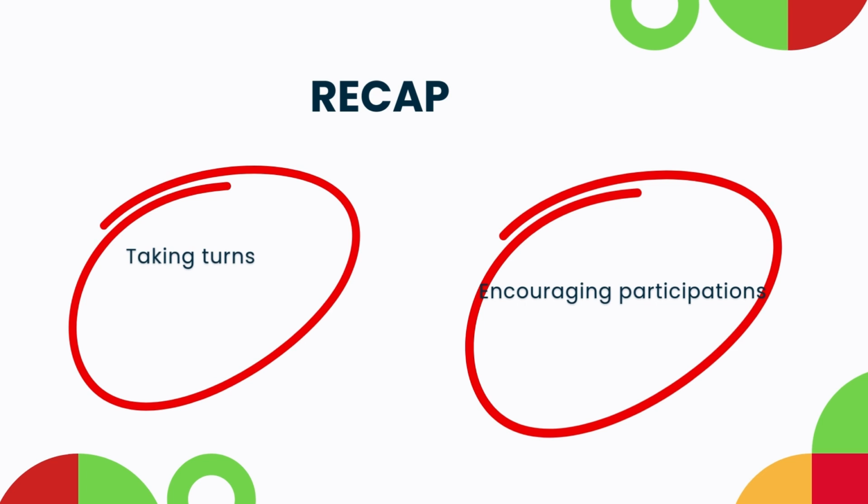In this lesson, we've explored the key strategies for conducting an effective group discussion. Two important aspects that contribute to a productive discussion are, the first one, taking turns, and the second one is encouraging participation. By applying these strategies, you can foster a respectful, engaging, and productive group discussion.